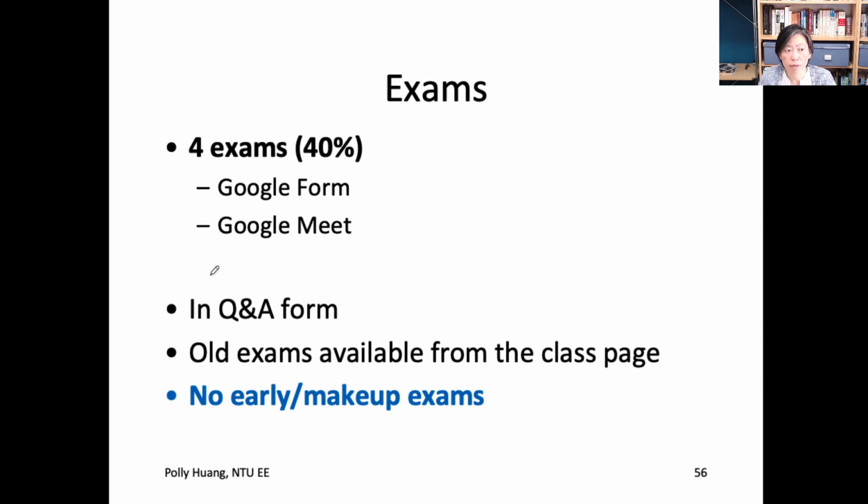Finally, the exams. This one is a little bit more straightforward. Each exam, 10 points. They are all going to be in Google Form. When you are taking the exam remotely, make sure that you zoom into the Google Meet session and have a camera taking your headshot, frontal, hopefully including that you're writing, but at least your face. There will be all in Q&A form. All exams are available from the class page, so look them up. The style will be similar. Okay, and there will not be any early makeup exams.